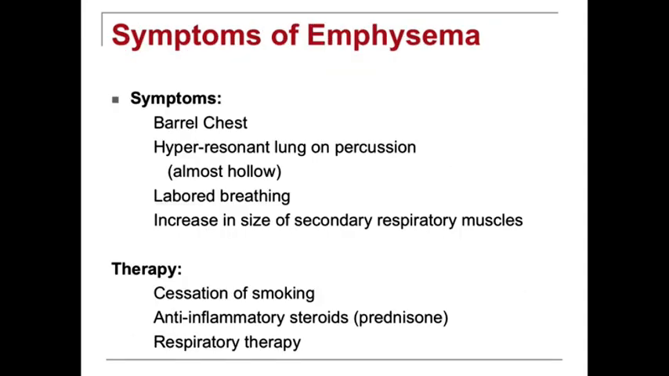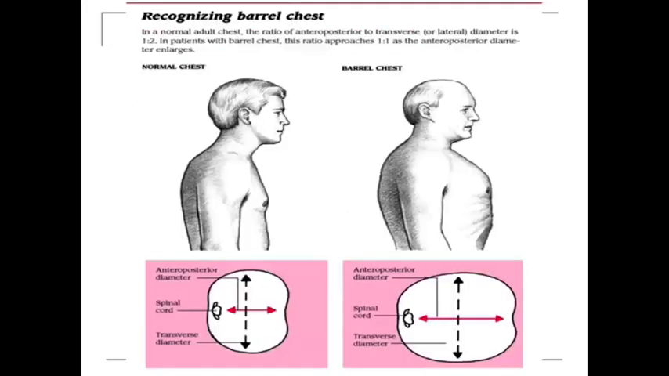So they get this barrel chest, this hyperresonance that takes place, labored breathing. You get the increase of the muscles in the neck and the chest because those respiratory muscles are working hard to try and get whatever air came in out. Prednisone or steroids are typically the therapy, and quitting smoking is a therapy.